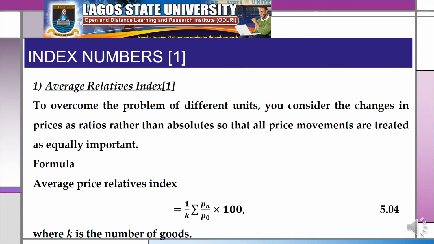Average relative index. To overcome the problem of different units, you consider changes in prices as ratios rather than absolutes, so that all price movements are treated as equally important. Formula. The formula for average price relative index is given by 5.04, where K is the number of goods.